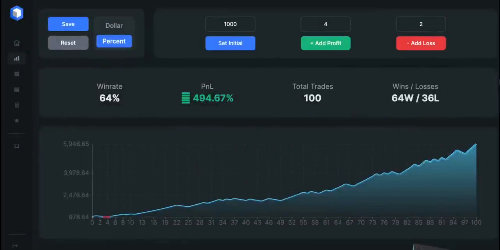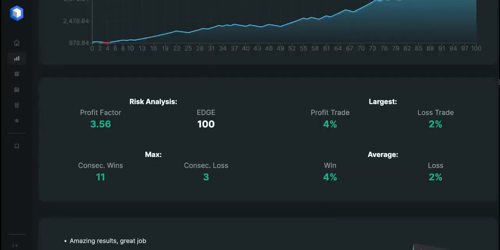So, the first backtesting is done and I'm really surprised with these results. The win rate is 64%, which is really high for such a risk-reward ratio, and we also increased our account size by 494.67%. And by the way, I found those 100 setups within 6 months. Obviously, the win rate is not 100% like it was promised in a video, but still, these results are pretty awesome. The profit factor is 3.56 and we had 11 consecutive wins against 3 consecutive losses.